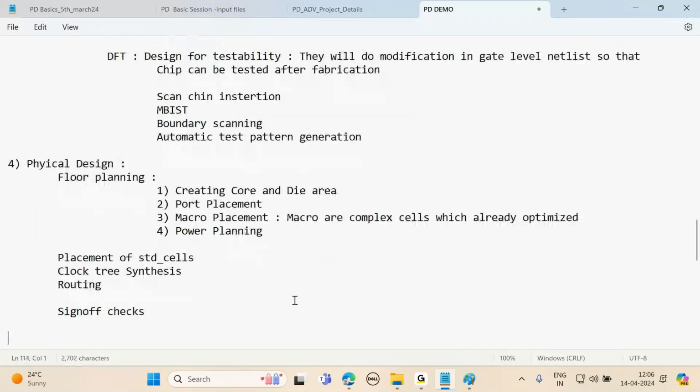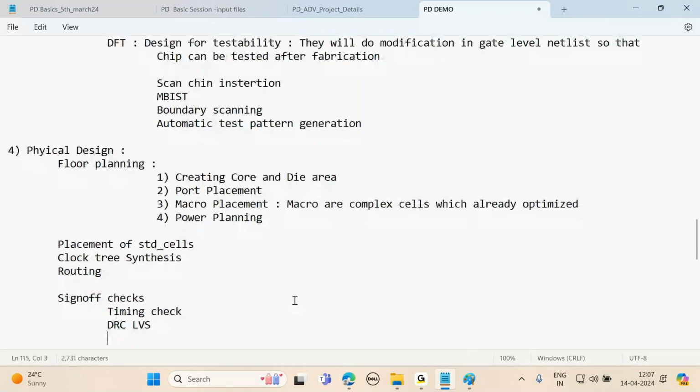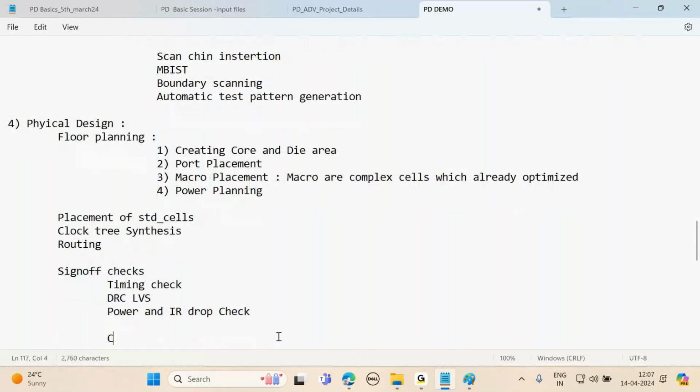In sign-off checks, we do timing checks. We do checks like DRC, LVS. We do power and IR drop checks. All these sign-off checks we do. When my design passes the timing sign-off checks, then what do we create? At last, we create the GDS2 file and send it to the foundry.